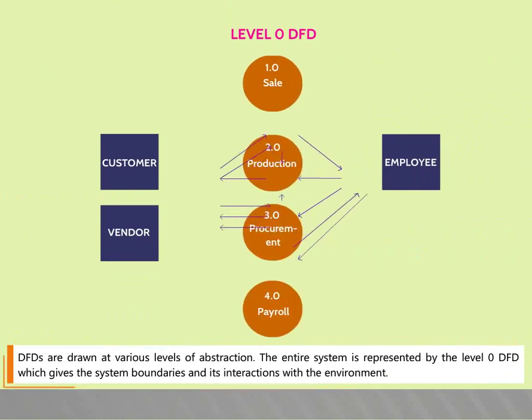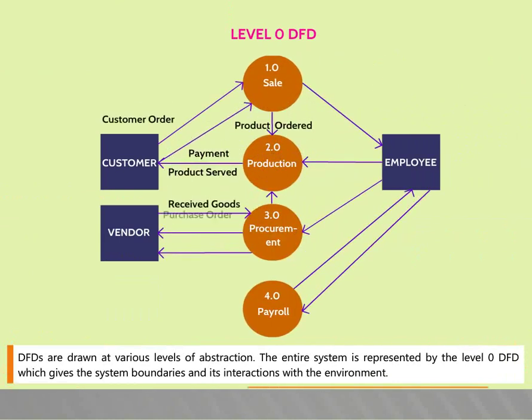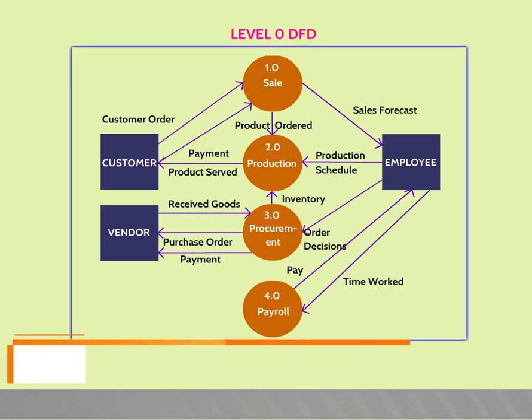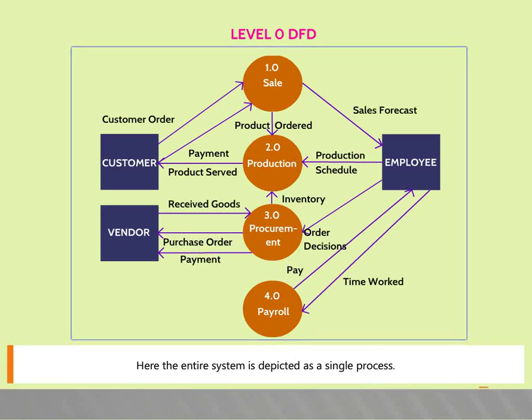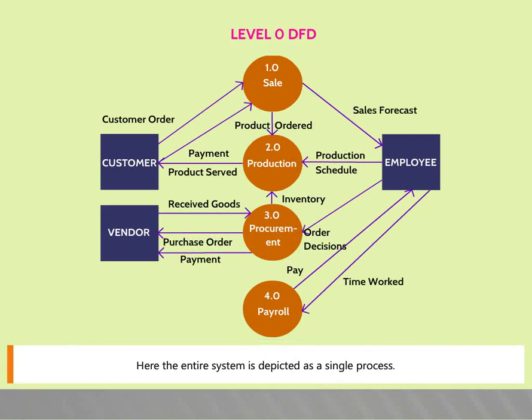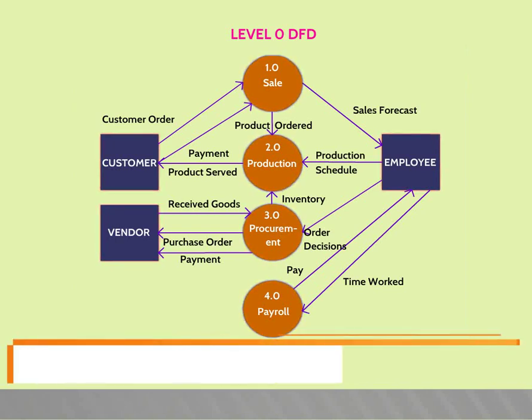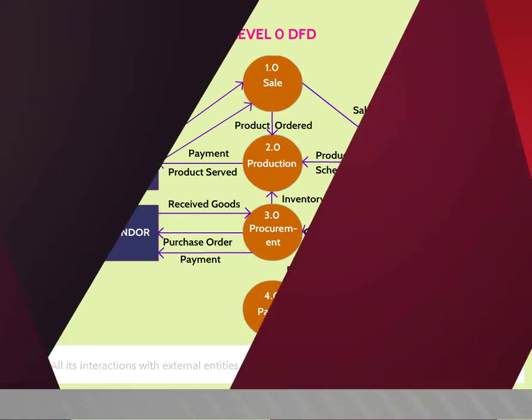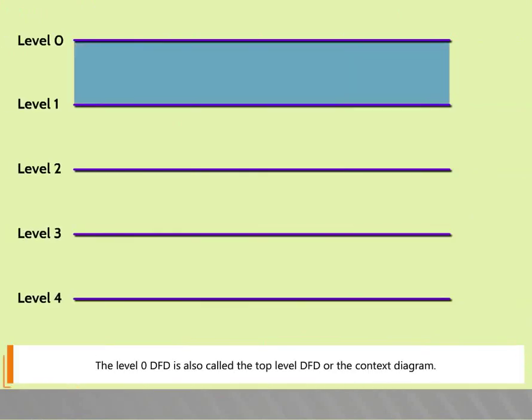DFDs are drawn at various levels of abstraction. The entire system is represented by the level 0 DFD, which gives the system boundaries and its interactions with the environment. Here, the entire system is depicted as a single process. All its interactions with external entities and the input and the output data flows are depicted. The level 0 DFD is also called the top level DFD or the context diagram.